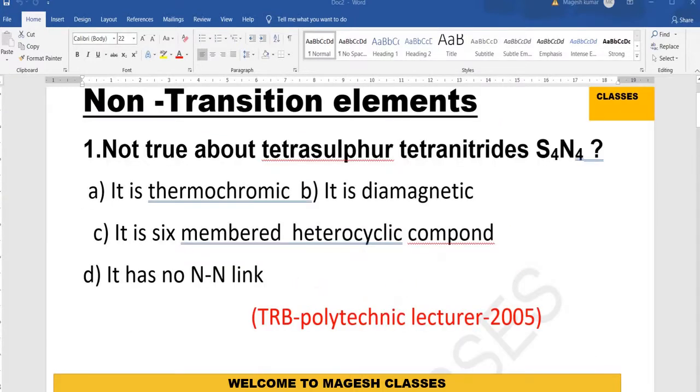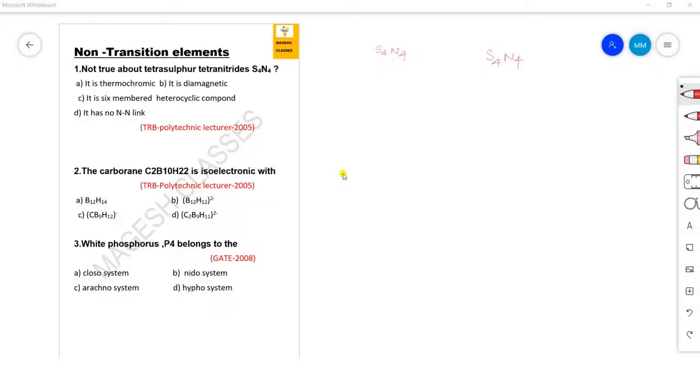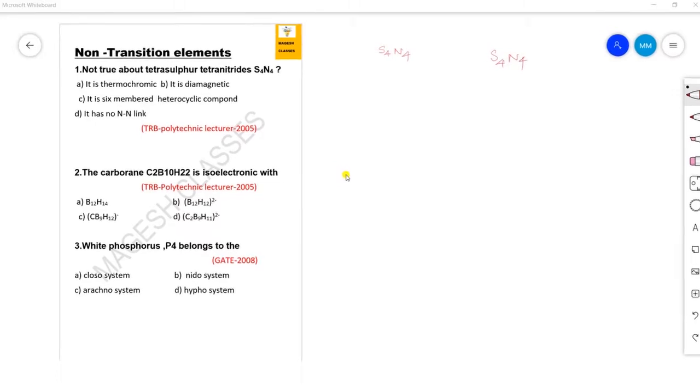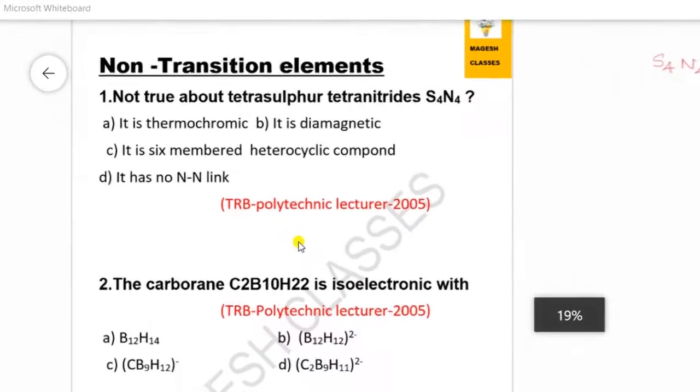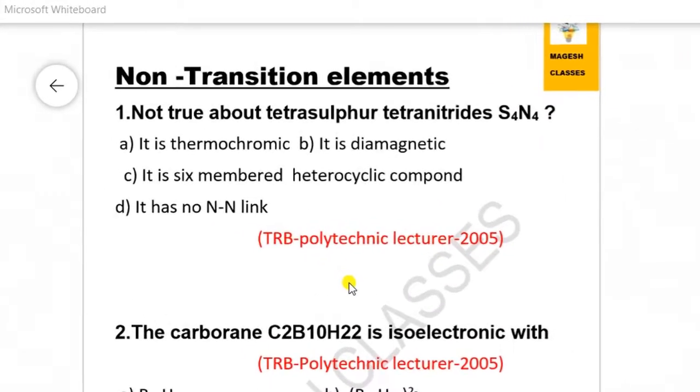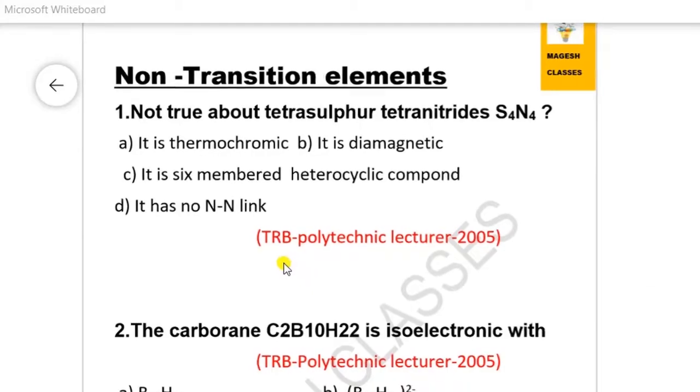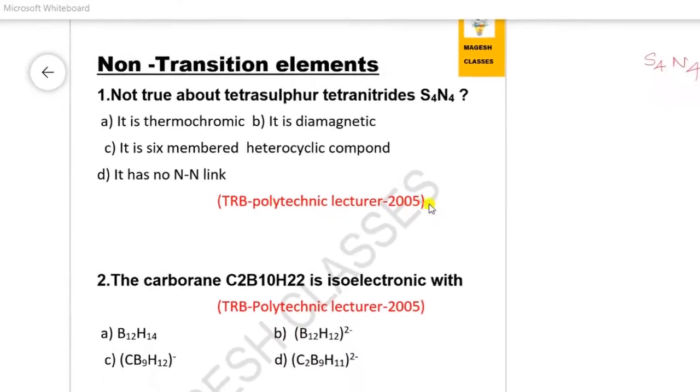Let us move into the question part. The first question: which is not true about tetrasulfur tetranitride, S4N4? It is thermochromic, it is diamagnetic, it is a six-membered heterocyclic compound, and it has no nitrogen link. It is a question from TRB Polytechnic Lecturer 2005.